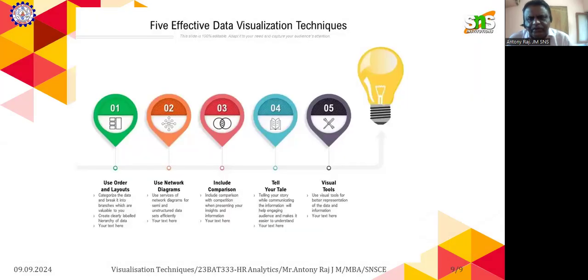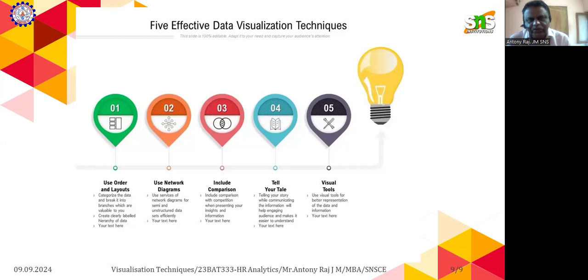Five effective data visualization techniques are: use orders and layouts, use network diagrams, include comparisons, and tell your tale. While you are communicating or telling your tale, visual tools are definitely very important. You have to have a visualization tool, but choose something very appropriate for the data. So that is the thing.